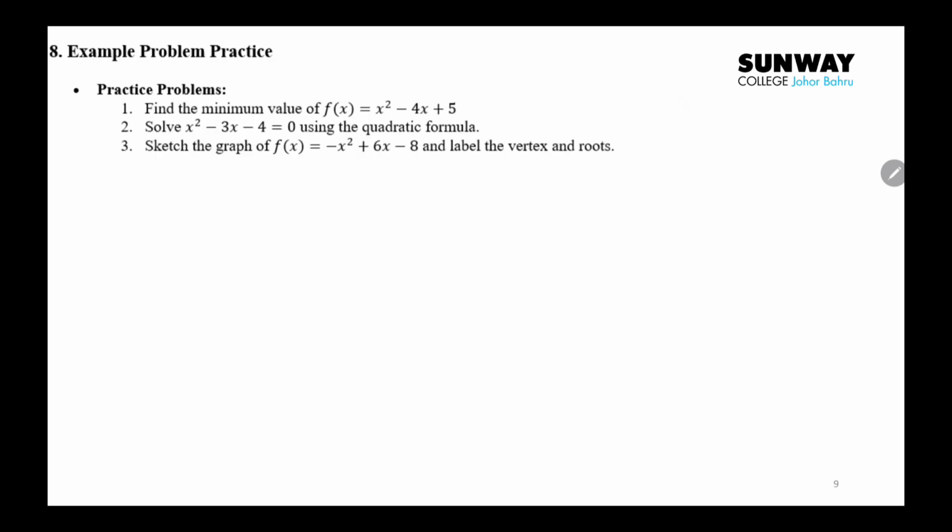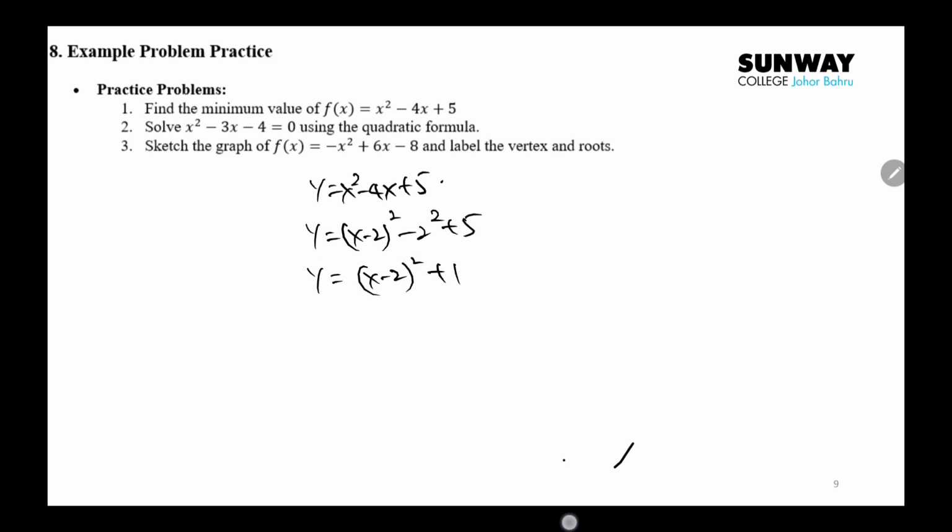These are some of the practice problems, so I'm going to do some of them and then you can practice more in the extra reading materials. Find the minimum value of y equals x squared minus 4x plus 5. Again, we can use completing the square. y equals (x minus 2) squared minus 2 squared plus 5. y equals (x minus 2) squared plus 1. So the vertex is going to be (2, 1). So this is the minimum value for this particular question.